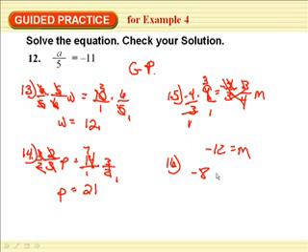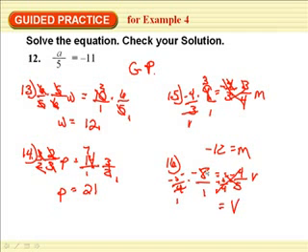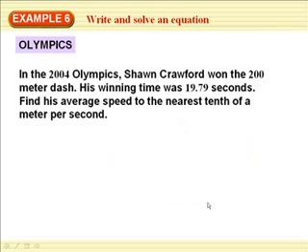-8 equals -4/5 V. Times by -5/4, times by -5/4. The reciprocal, remember? 8/1. 4 goes into 4 once. 2 negatives make a positive. +10. You get good at it. Just practice. Takes practice.